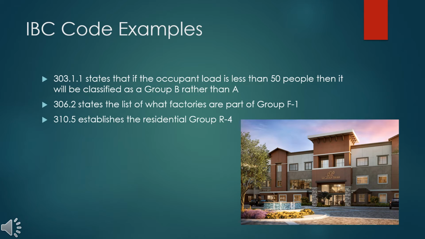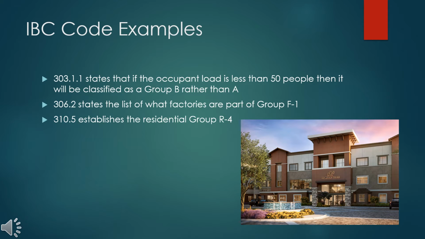What might some of these codes for occupancy classifications look like? Well, I have a few examples that show some of what you might find with Section 3 of the IBC. Code 303.1.1, which is a part of the assembly group, states that a building or tenant space used for assembly purposes with an occupant load of less than 50 persons shall be classified as a Group B or business occupancy.